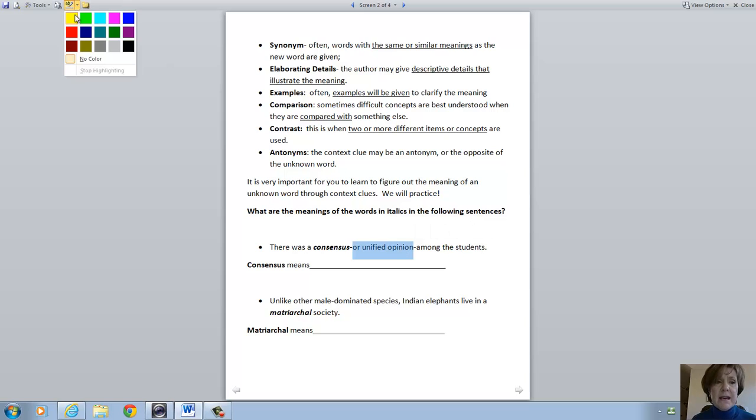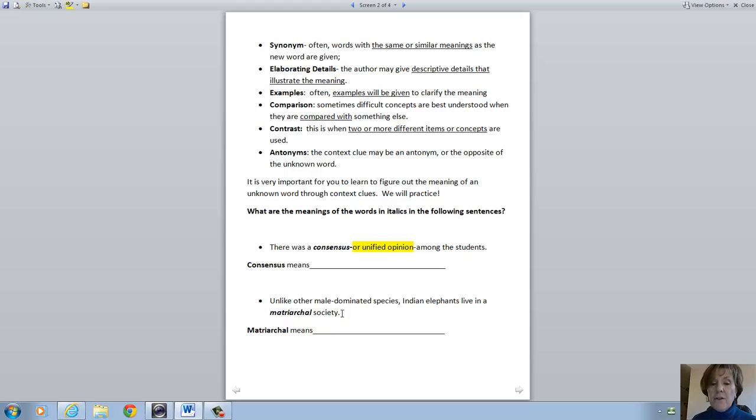So I'm thinking that would be a synonym or a definition, right? So consensus would mean a unified opinion. Everybody had the same opinion. They were unified. So consensus is unified opinion. And see, when you have a word like or, that's telling you the definition.